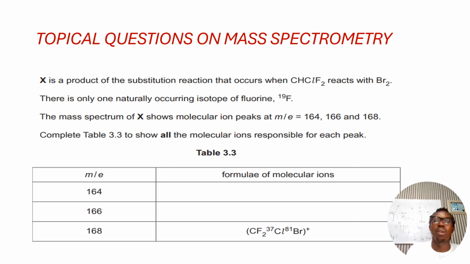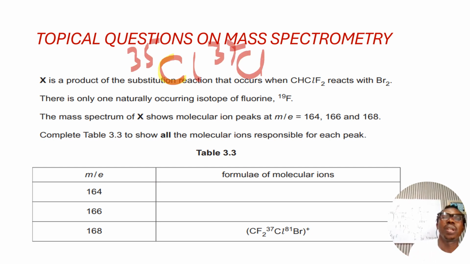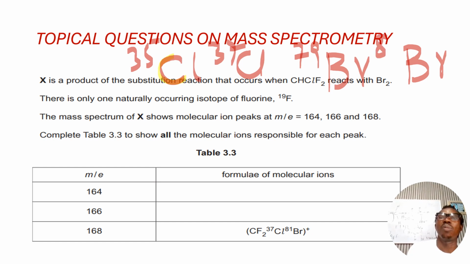Now what happened is that we are looking at chlorine 35 and chlorine 37, and we are looking at bromine 79 and bromine 81. So these are the molecular ion and the molecular ion plus 2 of chlorine, molecular ion and molecular ion plus 2 for bromine. Now you have to complete table 3.3 to show all the molecular ions responsible for each peak.